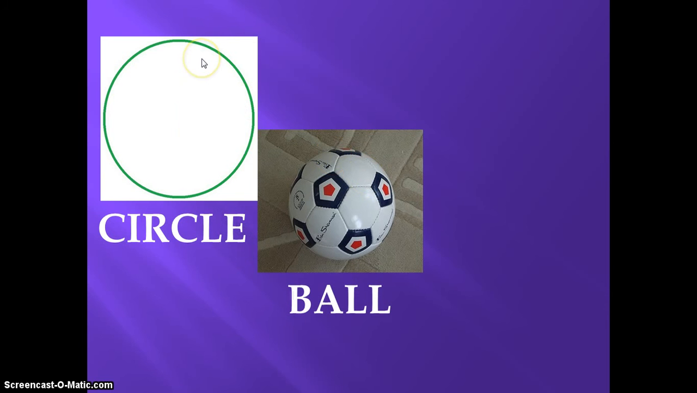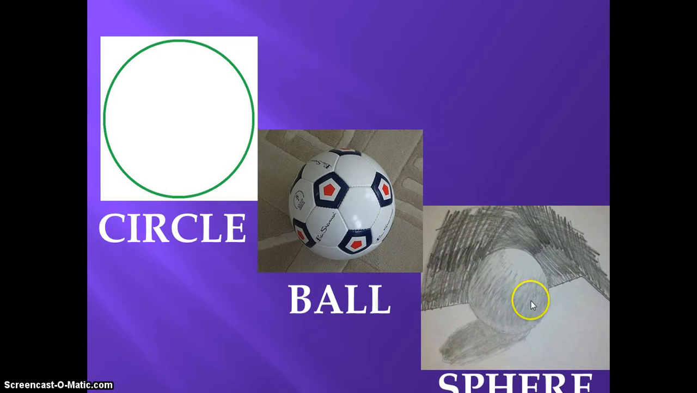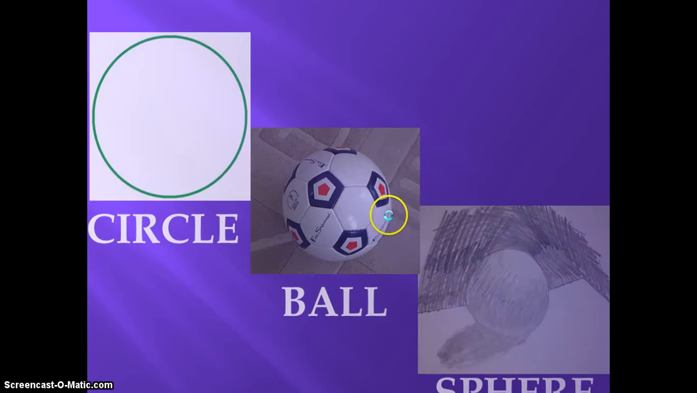So then we have our circle, and we said that our ball is the same as our circle because it's round, but you can hold on to your ball and you can't hold on to your circle. So we're going to say that it's a sphere because spheres you can hold on to. They have shape to them. They are three-dimensional, 3D. It could be a circle, but if you're holding on to it, we call it a sphere, or 3D shape.